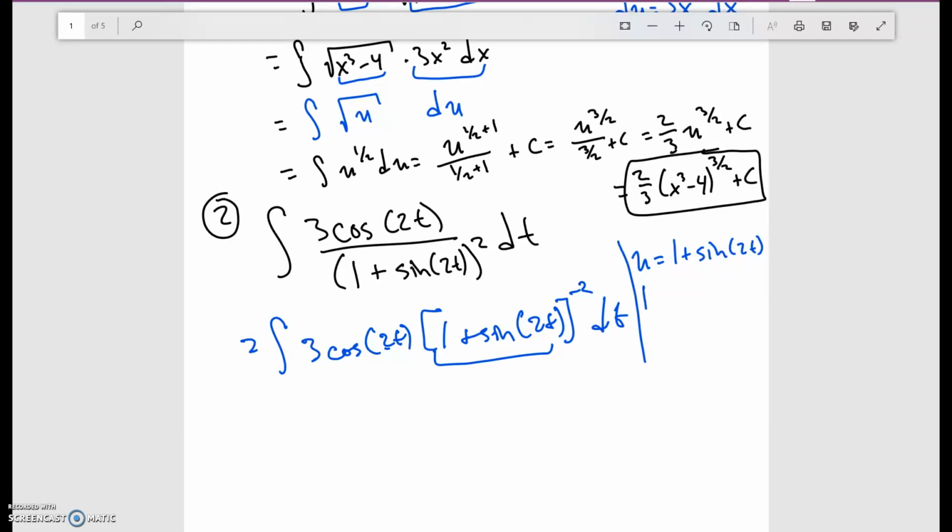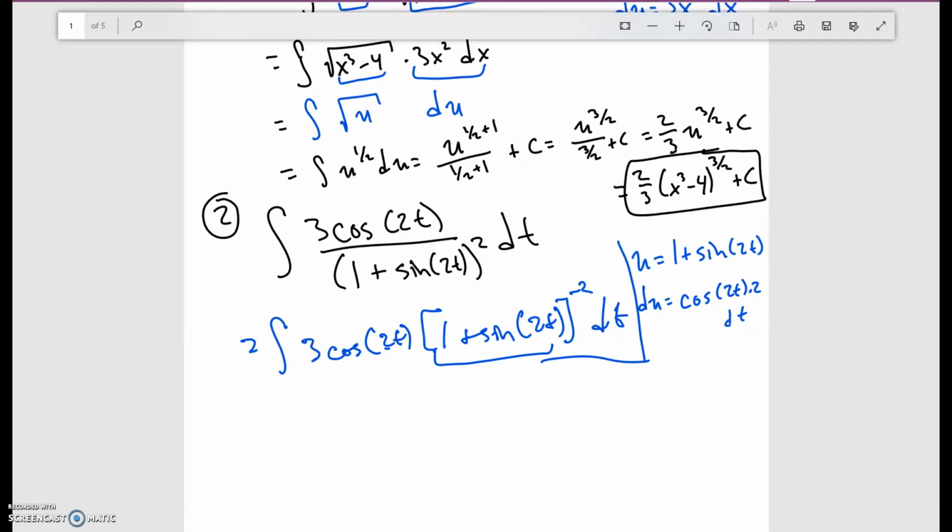So now I'm going to take the derivative of this, so du. The derivative of 1 is just 0, the derivative of sine is cosine, so it's going to be cosine of 2t. I'm going to multiply it by the chain rule because you have the 2t on the inside. I'm going to multiply it by 2, and I'm going to have dt at the end.